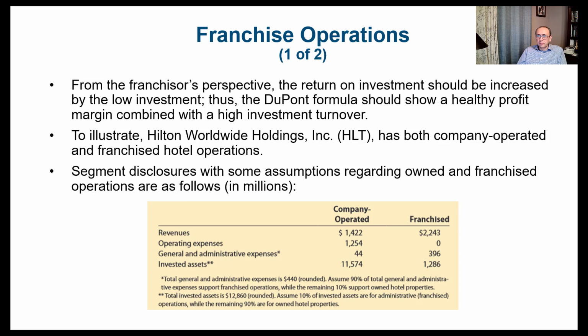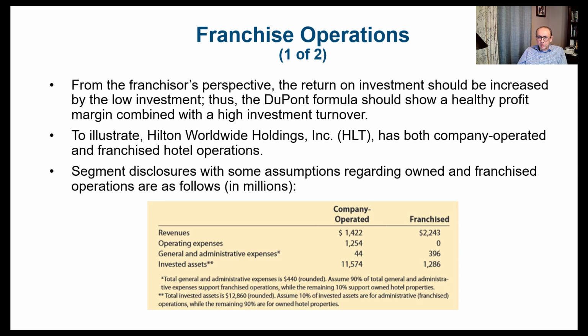So from the franchisor's perspective, the return on investment should be increased by the low investment. Therefore, the DuPont formula should show a healthy profit margin combined with a high investment turnover. So I think this is a good application for the return on investment and the DuPont formula. So let's use an example here for the Hilton Worldwide Holding Company. They have a ticker HLT.